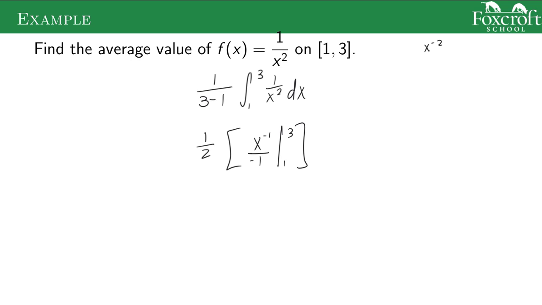First I plug in 3, so it's going to be negative 1 over 3 minus negative 1 over 1. And that's going to be negative 1 over 3 plus 3 over 3, which is 2 over 3. So that integral is 2/3. The 2's cancel, and my final answer is 1/3. So the average value of 1 over x squared from 1 to 3 is 1/3.